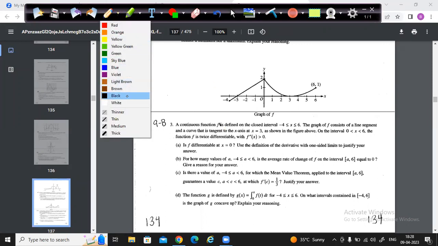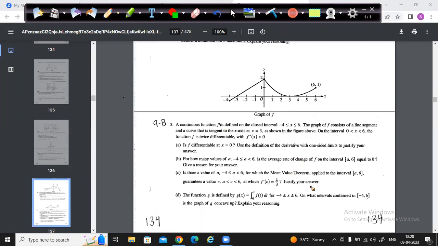I need to see where I get 1 by 3 as my average rate of change. So if I take f of 6 minus f of a by 6 minus a, I should get this answer as 1 by 3. And the mean value theorem should be applied. Mean value theorem should be applied means the function should be continuous and differentiable. So it should be only between these 2 points. I need to verify if there is a value c such that f dash of c is equal to 1 by 3.